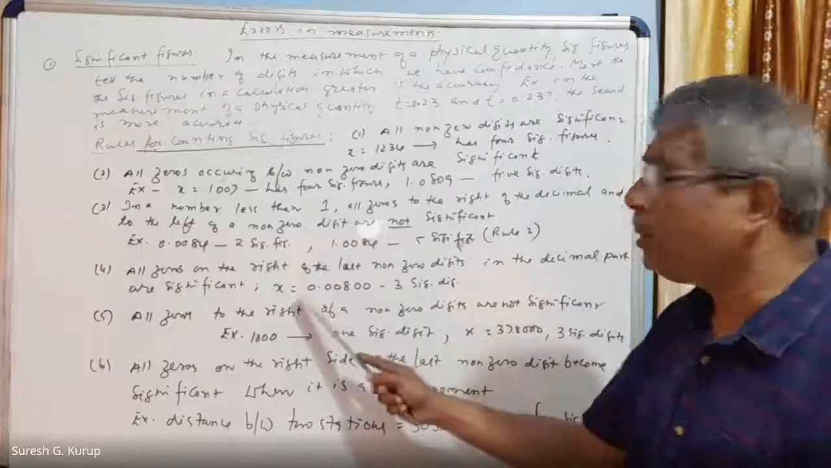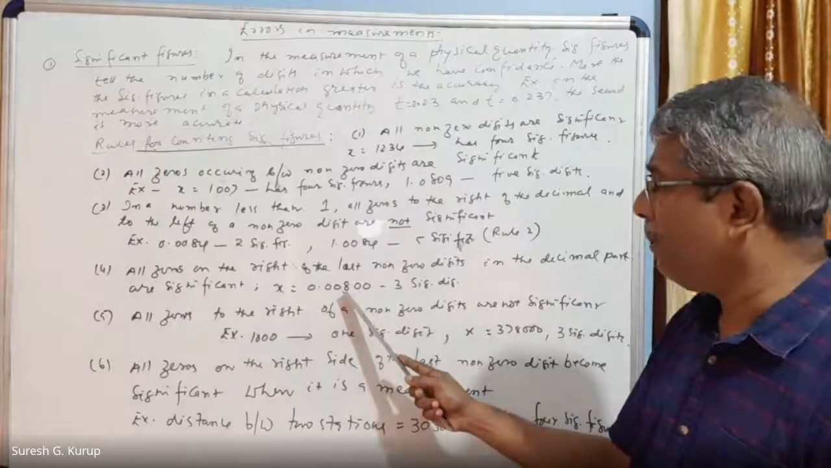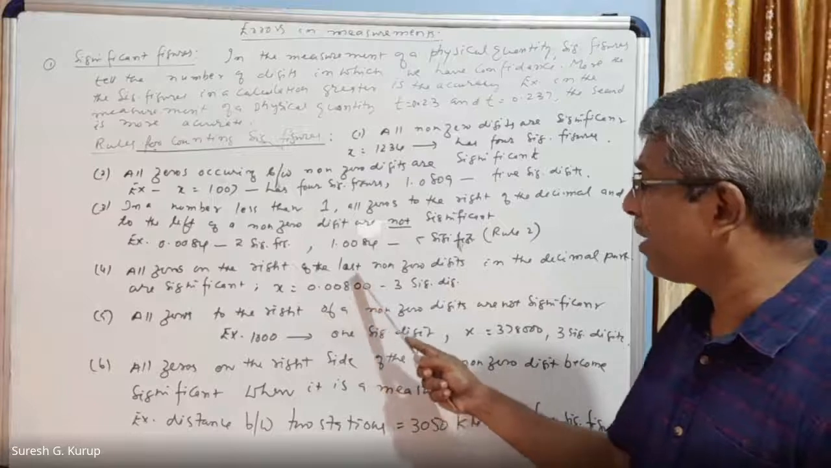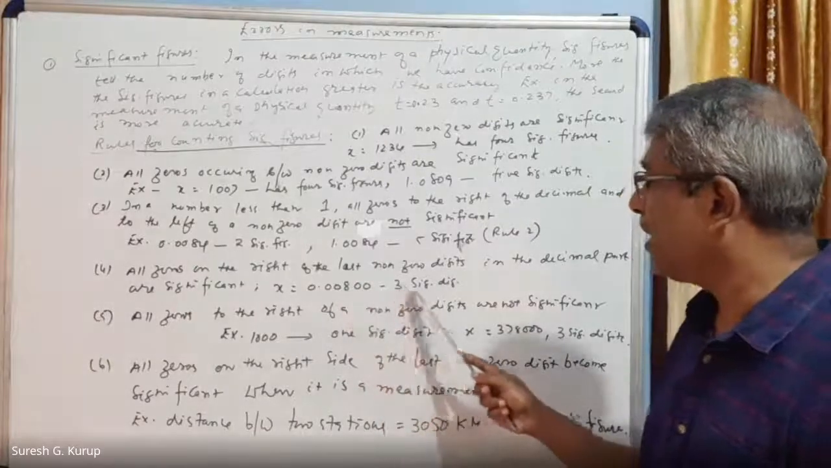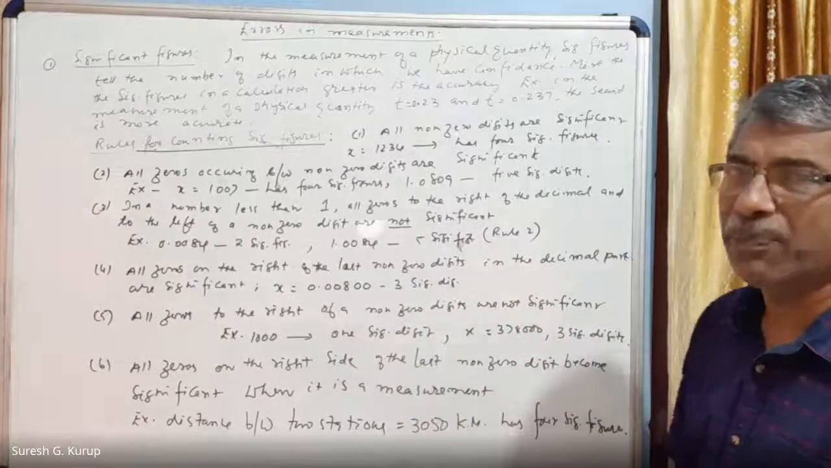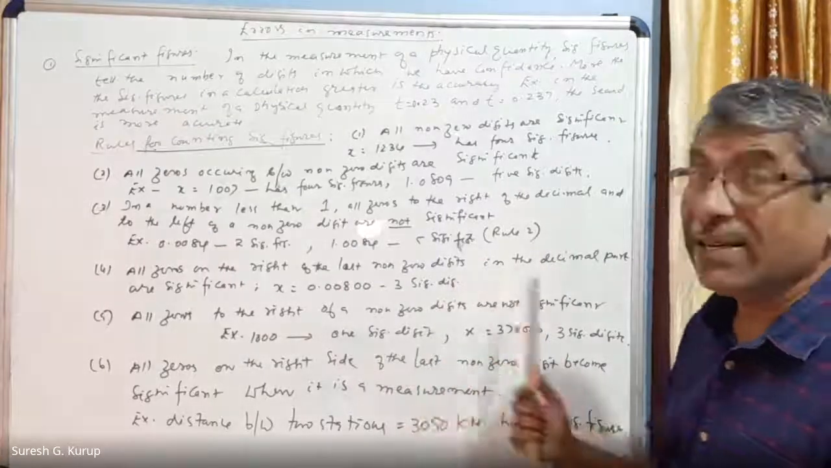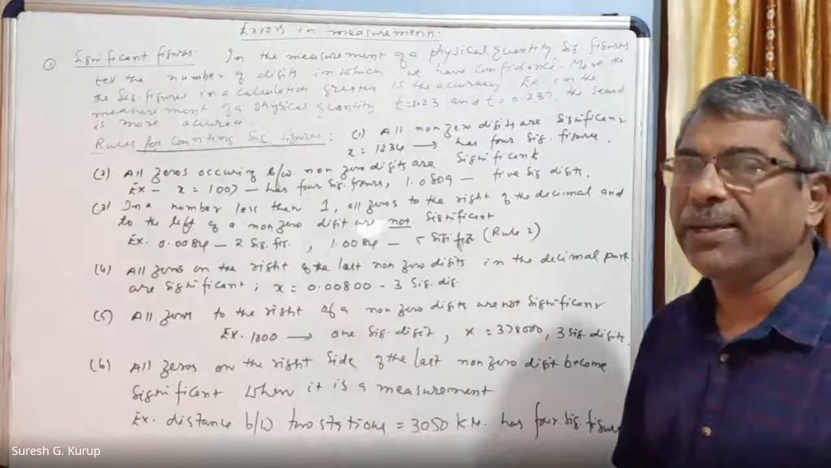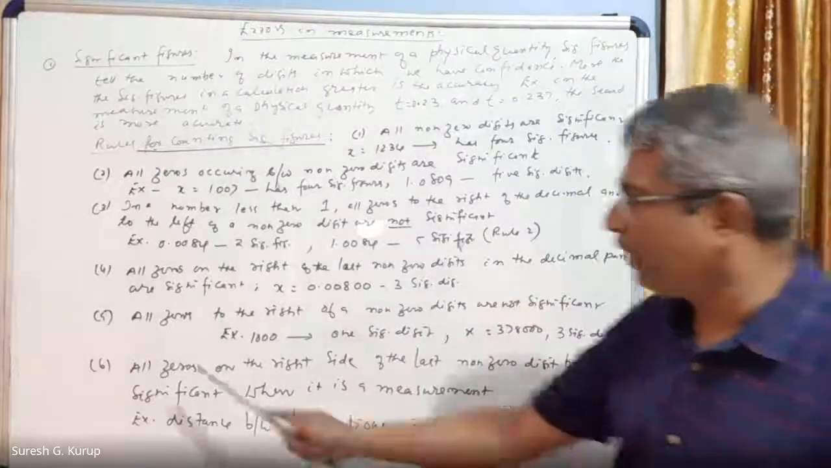So in this number, x is equal to 0.00800. In this case, these three digits are significant. That is why we say that this number has three significant figures. Right? This is also very important. That means all zeros on the right side of the last non-zero digit have to be taken as significant figures.